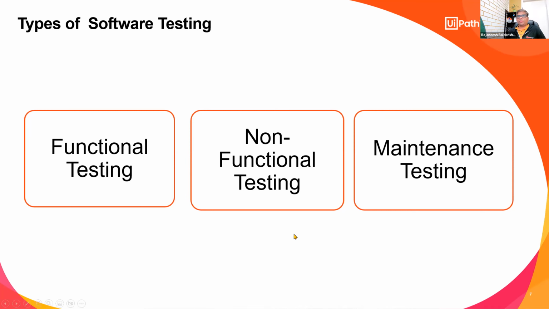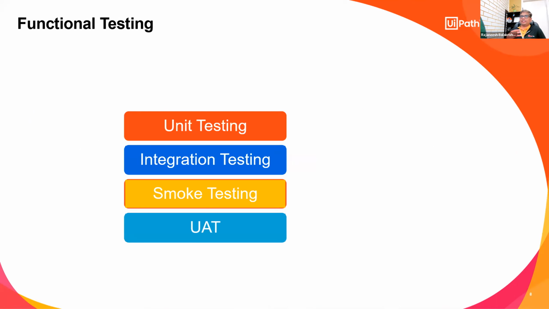And we are pretty much focused on functional testing, and within functional testing also there are so many testing types available. For example, unit testing is one of them. You might have heard about integration testing, smoke testing, or UAT testing. So these are all functional testing types, very basic types.